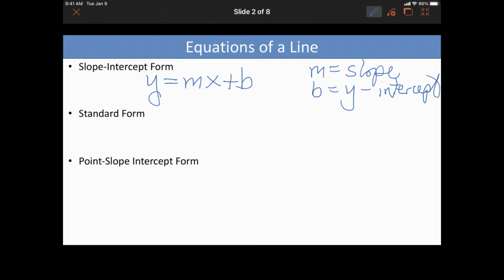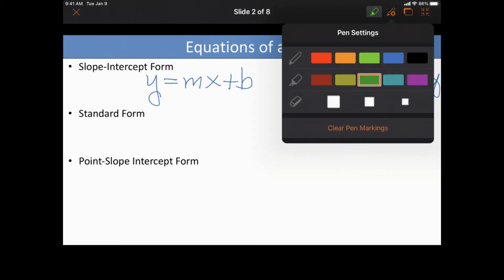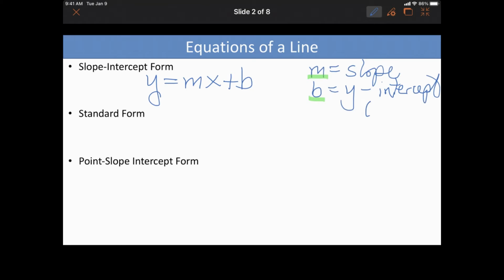We use this one the most for graphing because it is easy to graph when you have the slope and the y-intercept. It's easy to graph when you have a point and a slope. And here it's a very particular point. It is the y-intercept. We can always write the y-intercept as a point (0, b). So that's the one that we use most for graphing in Algebra 1 and geometry and sometimes Algebra 2.